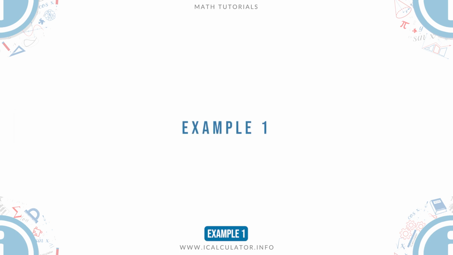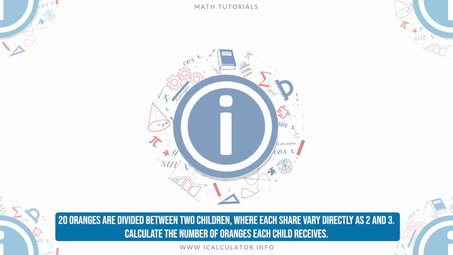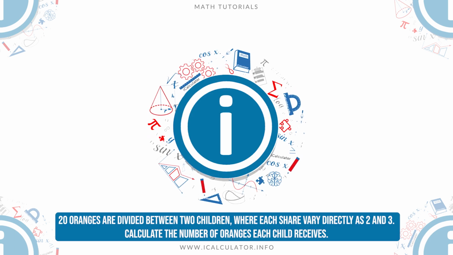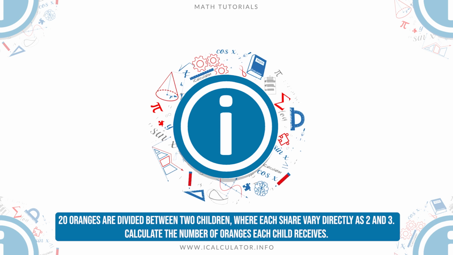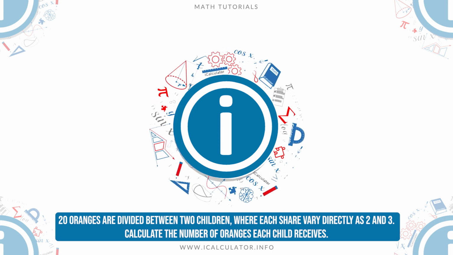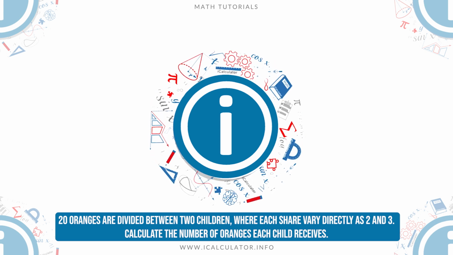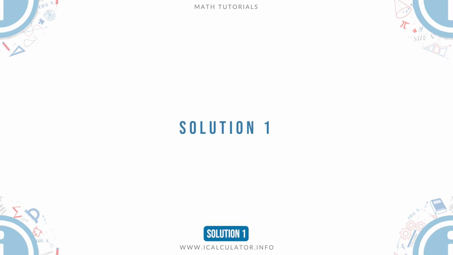Example 1. 20 oranges are divided between 2 children, where each share varies directly as 2 and 3. Calculate the number of oranges each child receives. Solution 1.